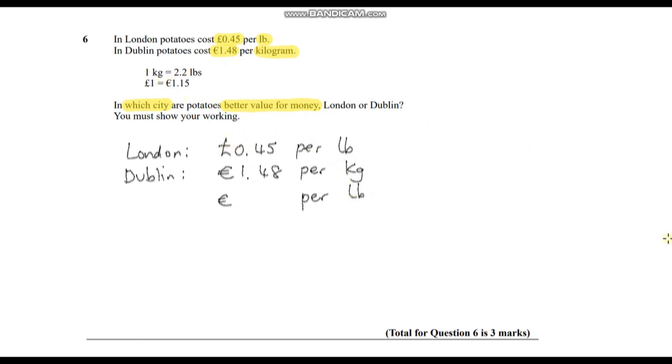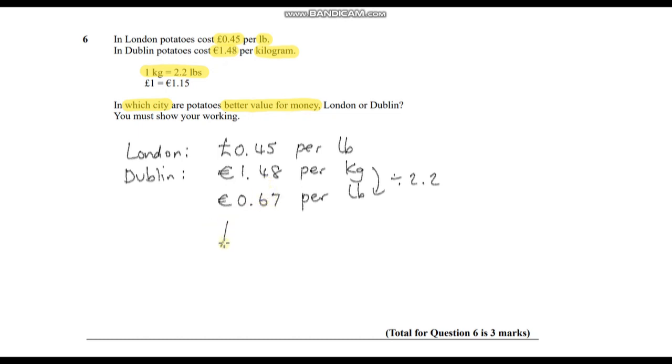So let's look at our conversion. We're going to look at the top conversion first. There are 2.2 pounds per kilogram. So a kilogram is 2.2 times bigger than a pound. So we're going to have to divide by 2.2 because remember, pounds are smaller. So however much it costs is going to be 2.2 times cheaper per pound. So let's just do that. €1.48 divided by 2.2 gives us 0.67. So 0.67 euros per pound.